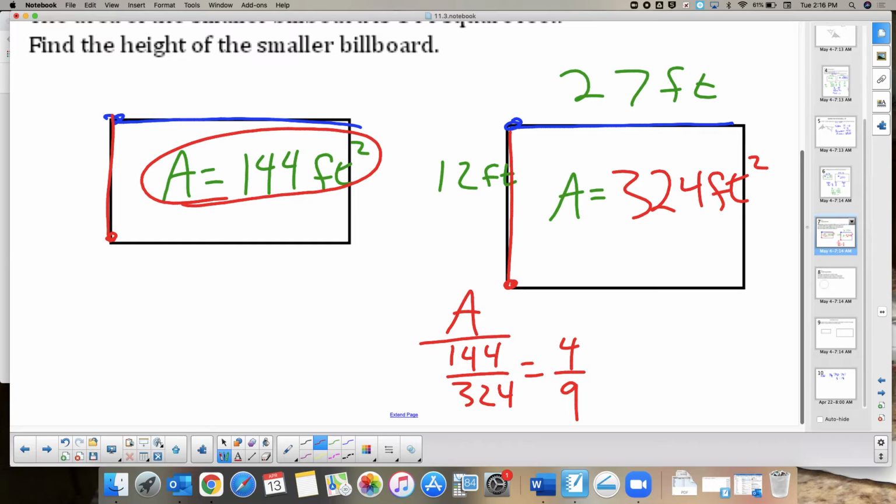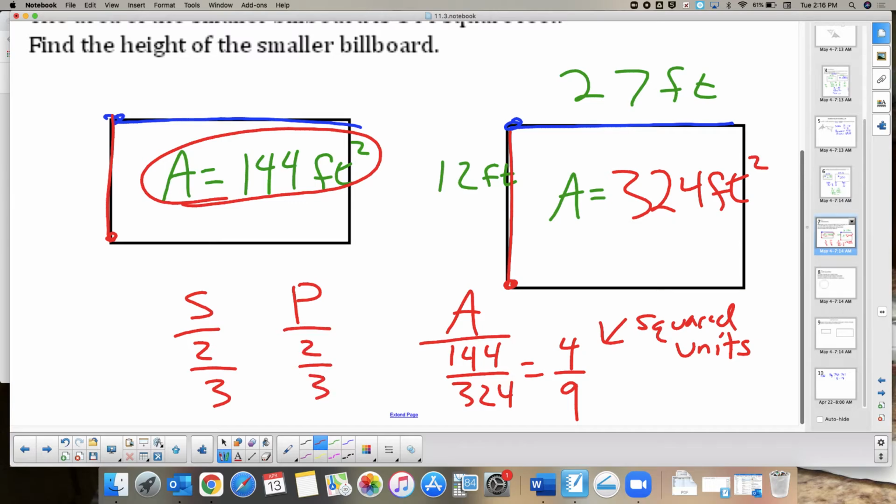If the ratio of our areas is 4 over 9, we need to figure out the ratio of our perimeters and the ratio of our sides. Area is in squared units. We need to get back to plain units, so we are going to square root those values. So the ratio of your sides will be the square root of 4, which is 2, over the square root of 9, which is 3. It'll be the same thing for your perimeters then. And that's where we're going to get our values from.